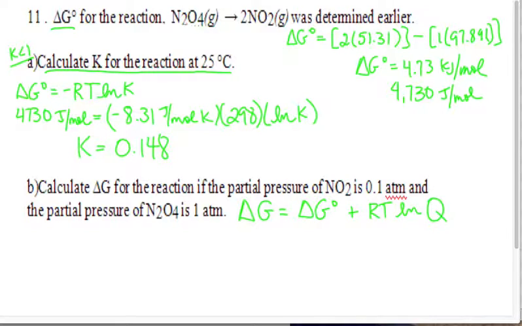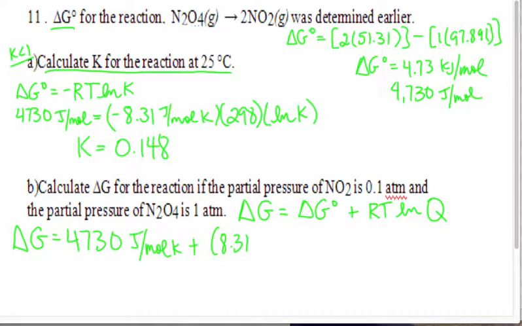We're going to use the delta G naught and adjust it. So our delta G naught, again, we have to have it in joules, and we did calculate that. So delta G naught is equal to 4730 joules per mole K, plus R is 8.31. This is joules per mole K.